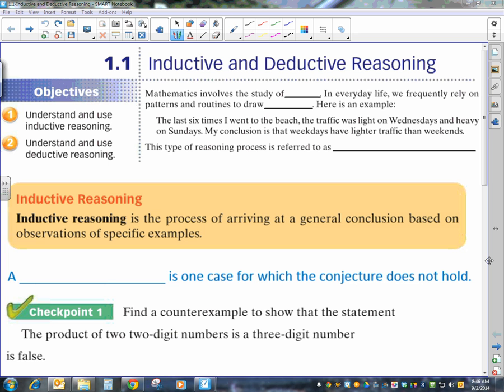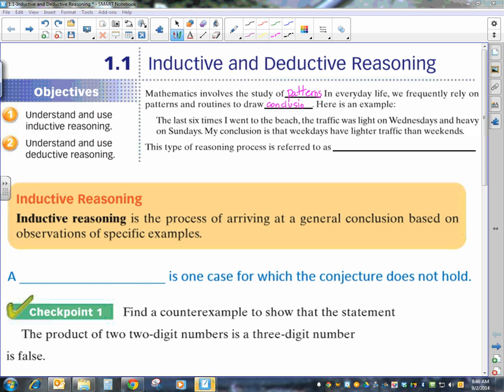Okay, today we're starting a new chapter, chapter 1, called Problem Solving and Critical Thinking, which is a lot of what we're going to be using for the rest of the year because we're going to concentrate a lot on our algebra skills. So the first section we have is Inductive and Deductive Reasoning. Now keep in mind that math involves the study of patterns. In everyday life, we frequently rely on patterns and routines to draw conclusions.